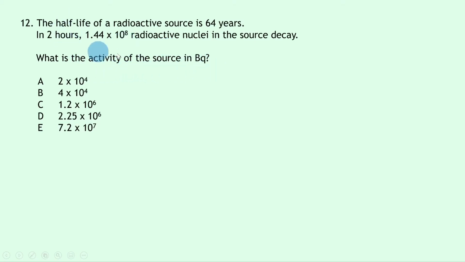Well, we've got a time here and we've got the number of nuclei, so we can use the equation for the activity of a radioactive source, which is A equals N over T, where A is the activity, N is the number of decays, and T is the time. But remember, time in this equation must be measured in seconds, not in hours, so we need to convert this 2 hours into seconds.